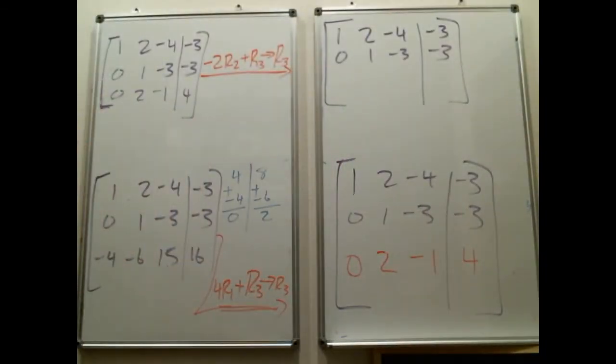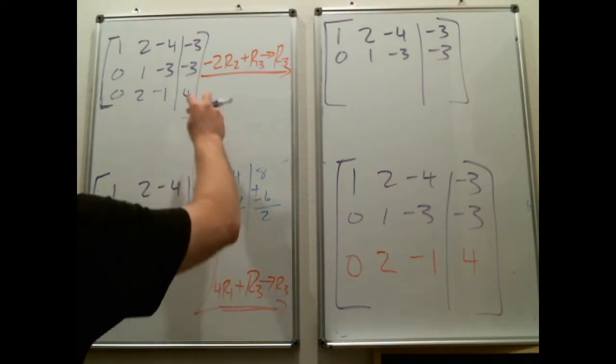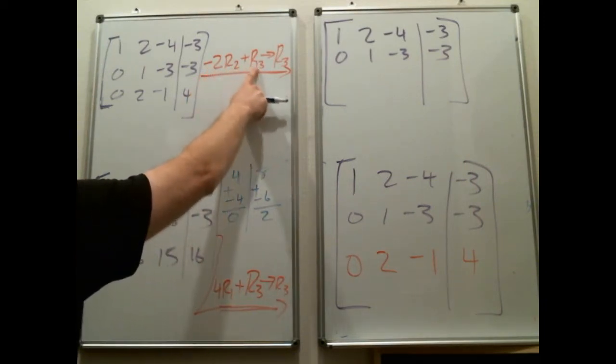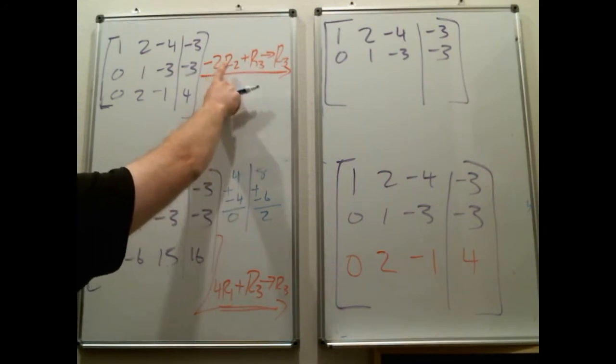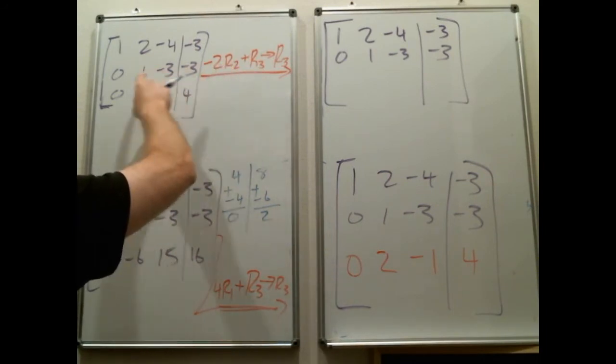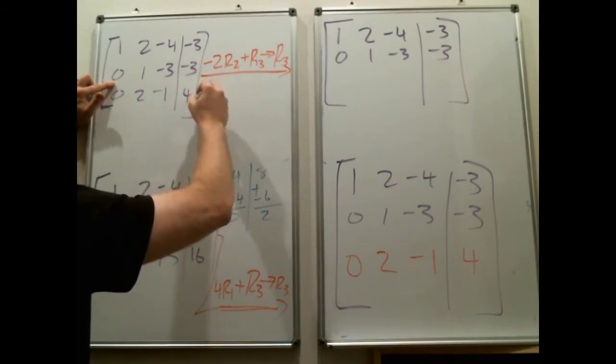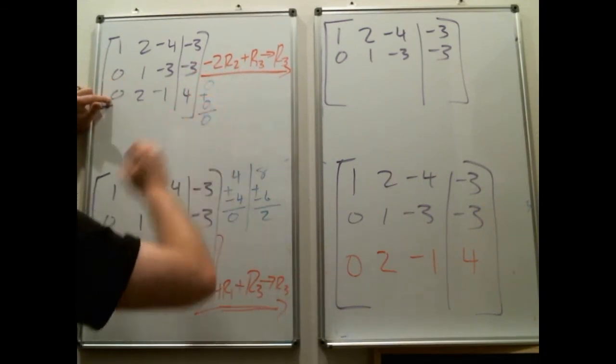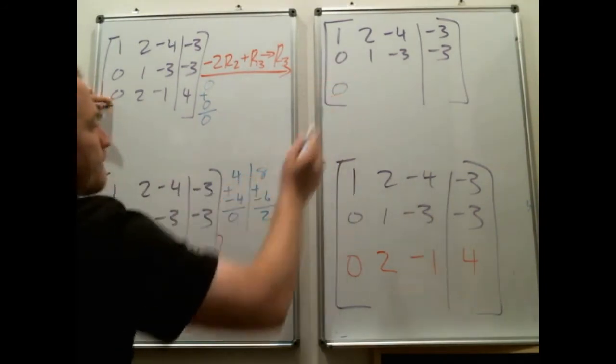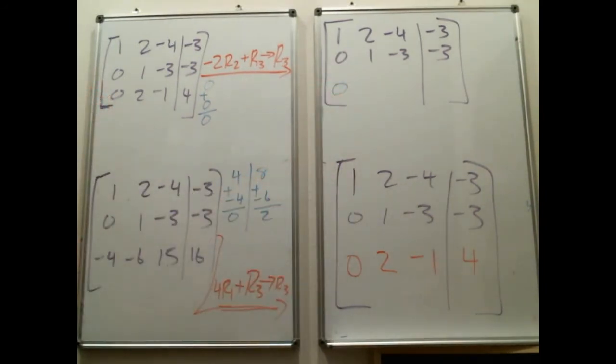Alright, so now I'll do a little bit of side work here. Negative 2 times row 2 plus row 3. Negative 2 times row 2, so negative 2 times 0 is 0. Add down to row 3, which is 0, which equals 0, which is what we're looking for. We already made this 1, and this is 0, and this is 0. And we already made this a 1 also.